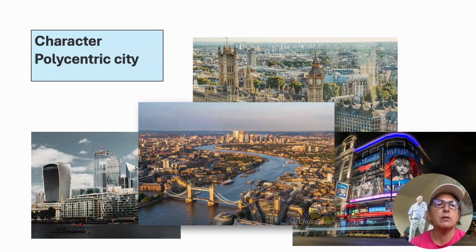What else do we know about London? It's a polycentric city. It seems to have lots of mini CBDs. So you've got the theatre district, the West End, you've got Westminster, the political part of it, with the Houses of Parliament. You've got Tower Bridge up here, which is where the Tower of London is. And then up here, the Isle of Dogs, now Canary Wharf, is where you've got the financial centre, publishing as well. So it's polycentric.